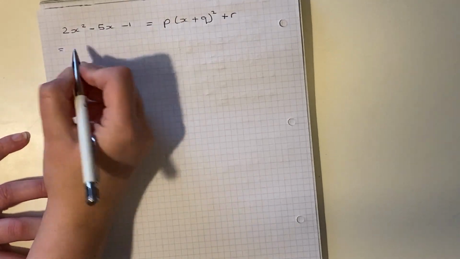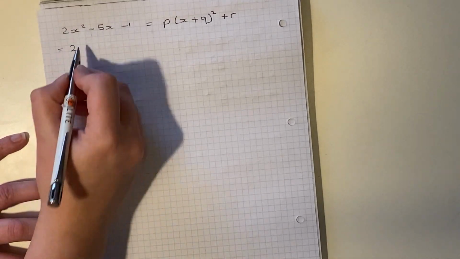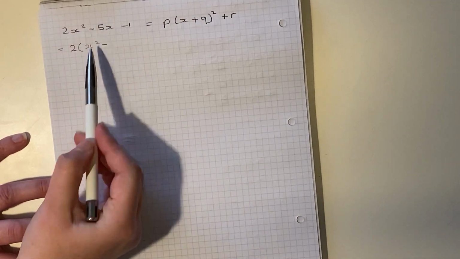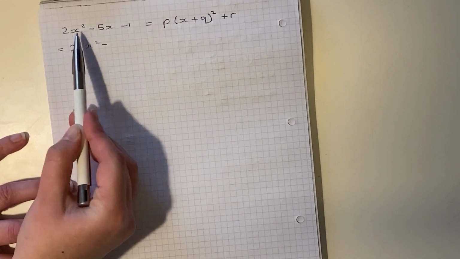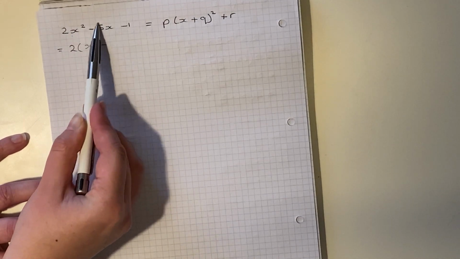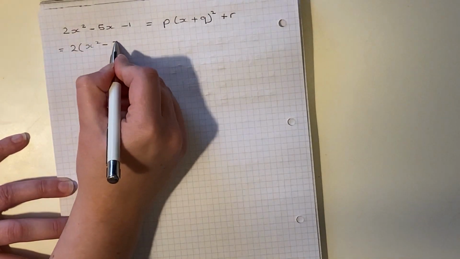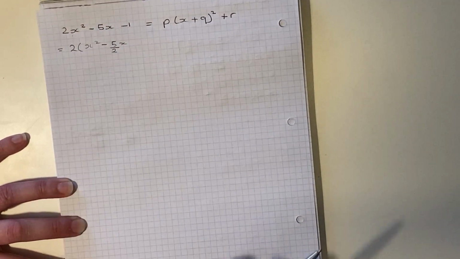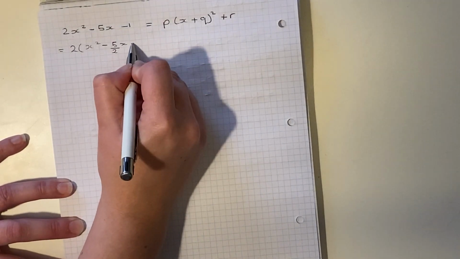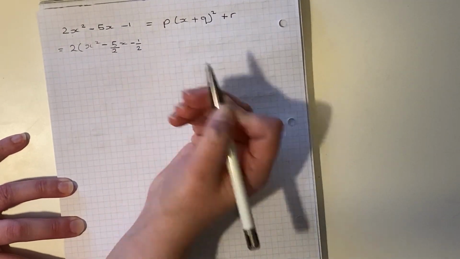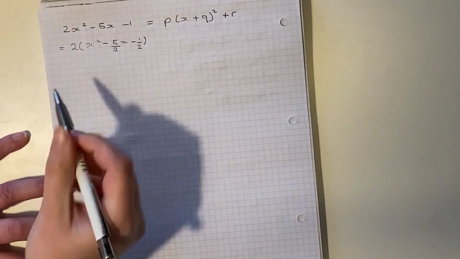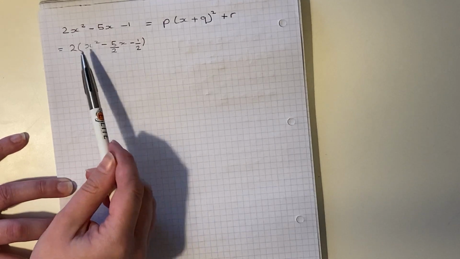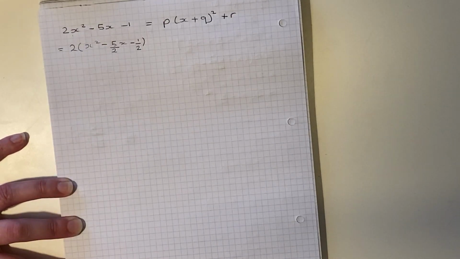So we're going to start off in exactly the same way. Take the 2 outside the bracket, x squared minus, now if I have taken 2 outside the bracket, I've essentially divided this by 2, so that means I need to divide this by 2 as well. So I'm going to have 5 over 2 x, and the same for the last term, divide by 2, we're going to have negative a half, okay, because if I then expand this again, I need to be able to get back to this. So by multiplying each of these by 2, I would end up back here.